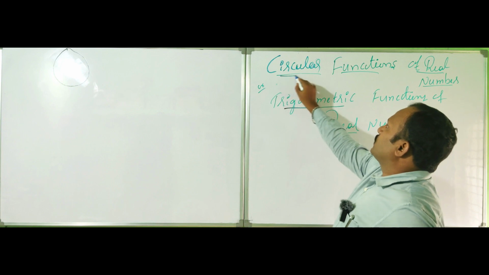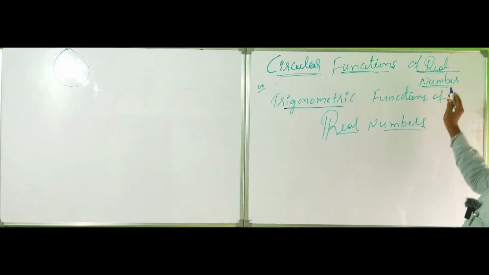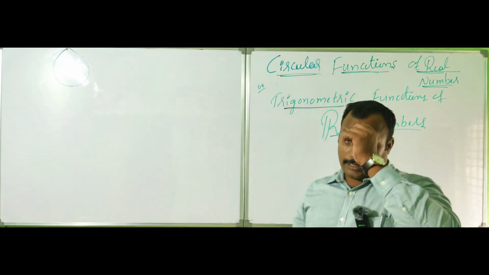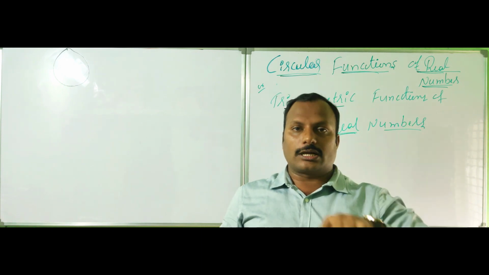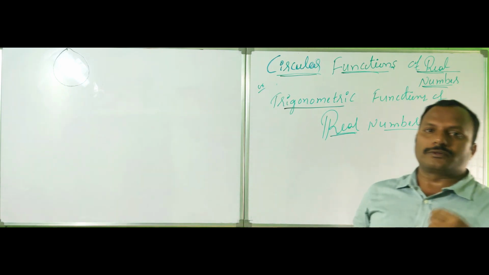Circular function, we call it circular function. Circular function of a real number, or trigonometric function of a real number, means it depends on how the angle behaves with respect to the curve, or how the curve behaves with respect to the angle.